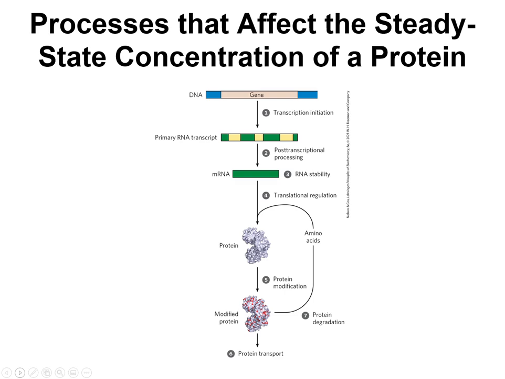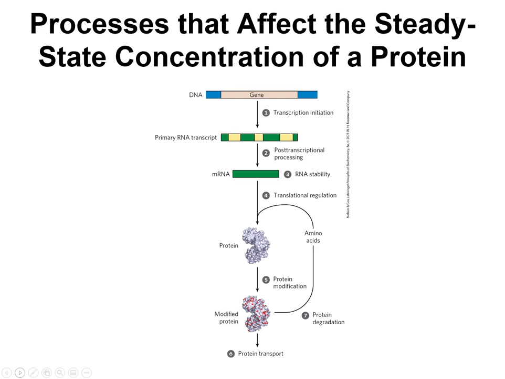So there are 7 processes that affect steady state concentration of a protein. And we've talked about all of them in varying degrees of detail. So there's the transcription initiation level, where you have to make some kind of an mRNA transcript in order to make a protein. So there's regulation there. Then there's regulation at the post-transcriptional level, where you process the messenger RNA, remove introns, all sorts of stuff, splicing.